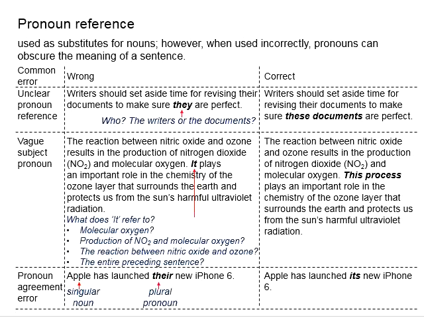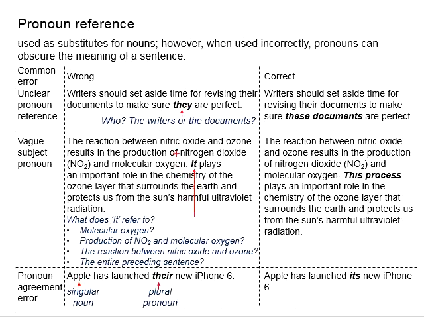The second error related to pronoun reference is the vague subject pronoun. Let us look at an example here. The reactions between the nitric oxide and ozone result in the production of nitrogen dioxide and molecular oxygen. It plays an important role in the chemistry of the ozone layer that surrounds the Earth and protects us from the sun's harmful ultraviolet radiation.